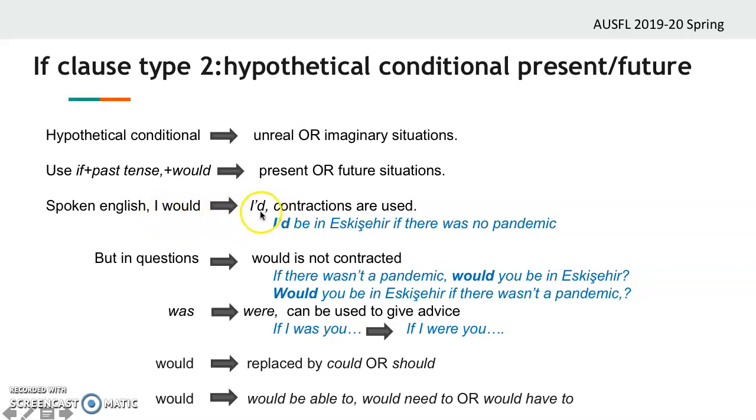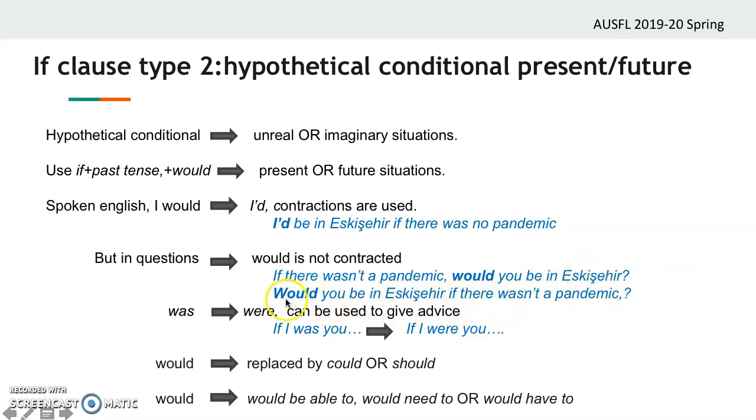In spoken English, you can use a contraction. I would can be used like this, I'd. I'd be in Eskişehir if there was no pandemic. However, in questions, you cannot use a contraction. You have to say, if there wasn't a pandemic, would you be in Eskişehir? Or would you be in Eskişehir if there wasn't a pandemic?